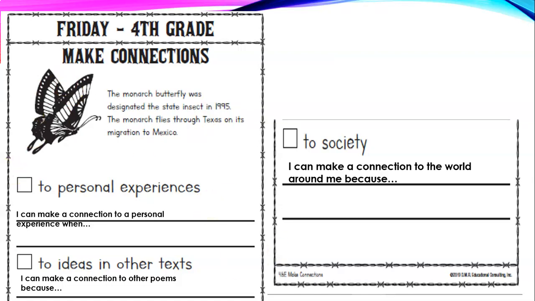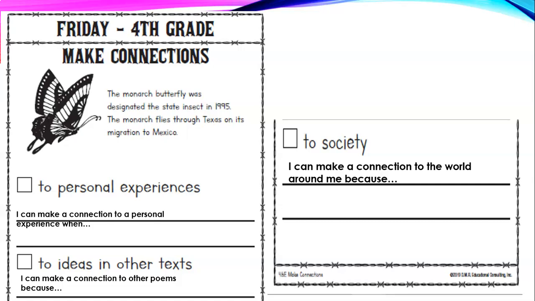Okay, so personal experience, boys and girls. When we make a connection, we are able to make a connection between a text and real life, to other texts or poems, and to the world around us, which is called society. So in the first one, I want you to write this sentence down: "I can make a connection to a personal experience when blank." Using the book that we are reading, Love That Dog, about Jack not wanting to write poetry, then writing about a blue car that is obviously very important to him, to then finally writing poetry, sharing it with the class. And now we read two poems by Robert Frost.